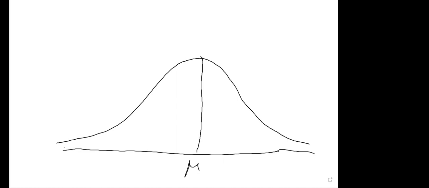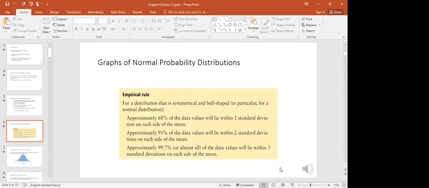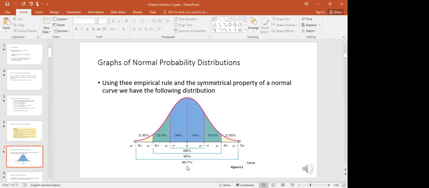One of the important properties of a normal distribution is the empirical rule. The empirical rule states that within one standard deviation, we have 68% of values. Within 2 standard deviations, we have 95% of values. And within 3 standard deviations, we have 99.7% of values. So this is further distributed according to the symmetric property, which we are going to look at next.